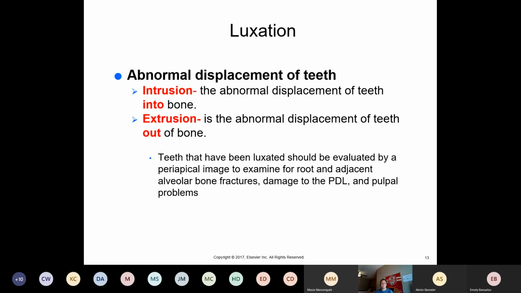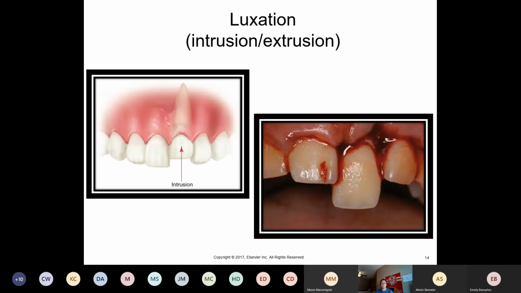I always think exterior and interior. Into the bone is intrusion or interiorly, and exteriorly would be out of the bone. So teeth that have been luxated should be evaluated by a PA to examine for root and adjacent alveolar bone fractures, damage to the periodontal ligament, and possible pulpal problems with that tooth. Here is an image of intrusion. You can see that tooth has been shoved up into that socket, and the picture on your right is extruded.